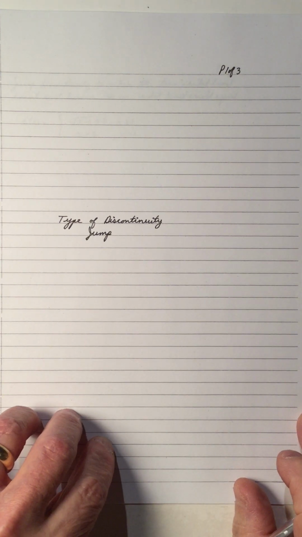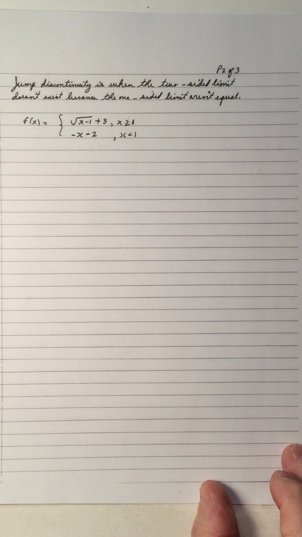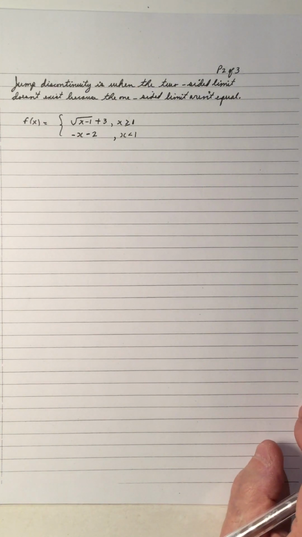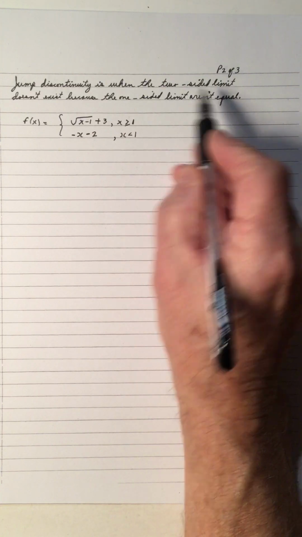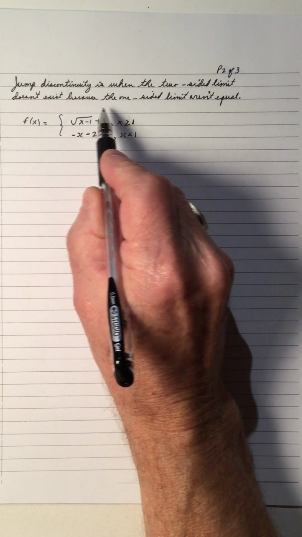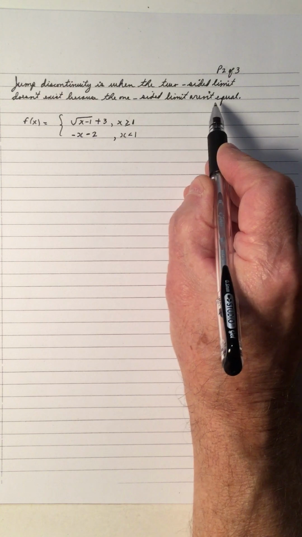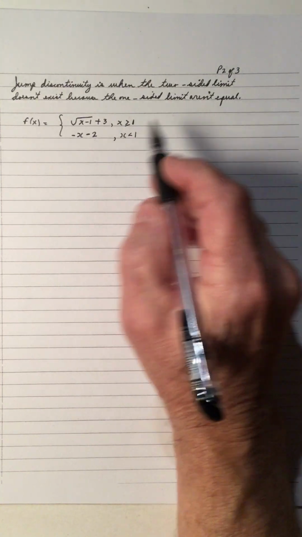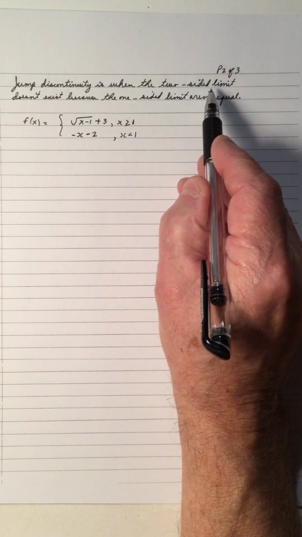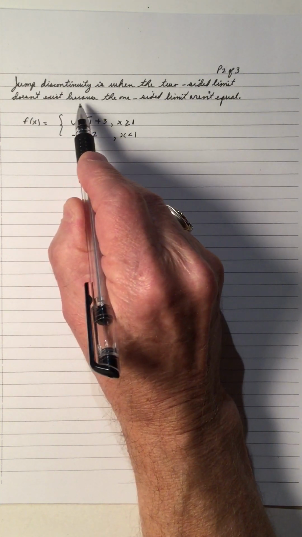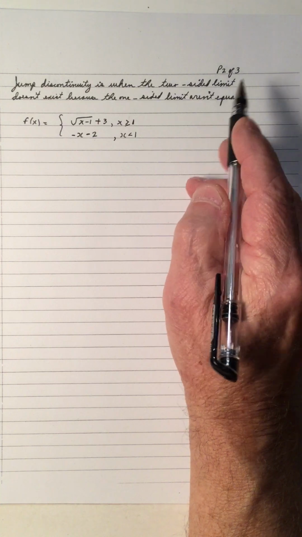Hi, welcome to my video on the types of discontinuity, and this video is about the jump discontinuity. Jump discontinuity is when the two-sided limit doesn't exist because the one-sided limits are not equal. Let me explain using this example of f of x.